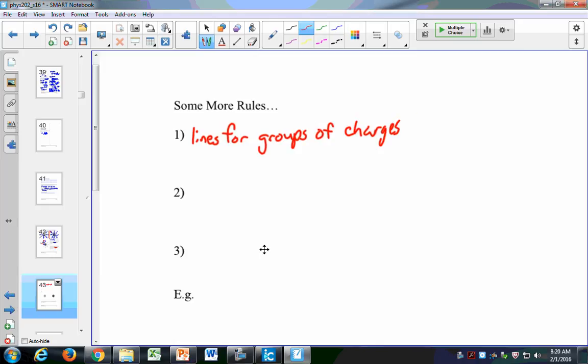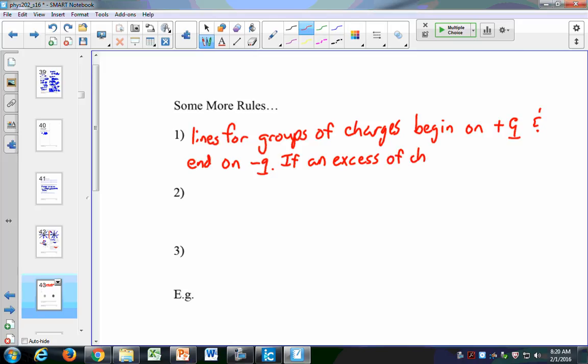Begin on a positive charge and end on a negative charge. If there's an excess of charge, I'll show you what this means. If you have an excess of charge, the line ends at infinity.